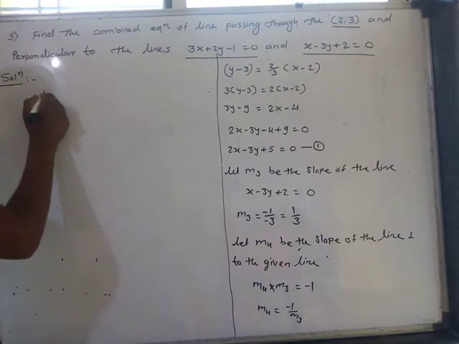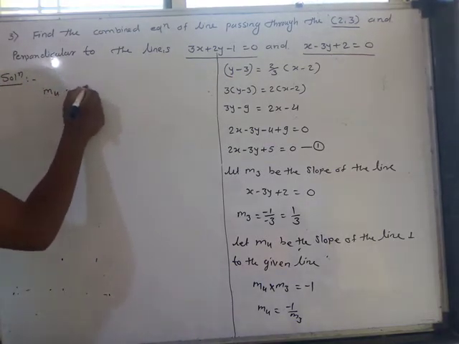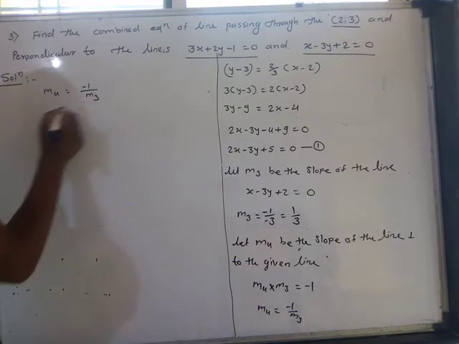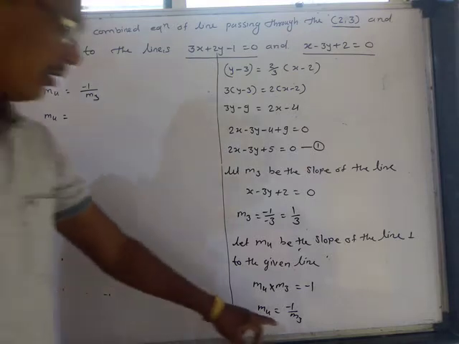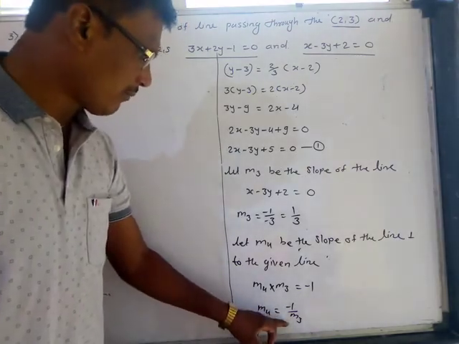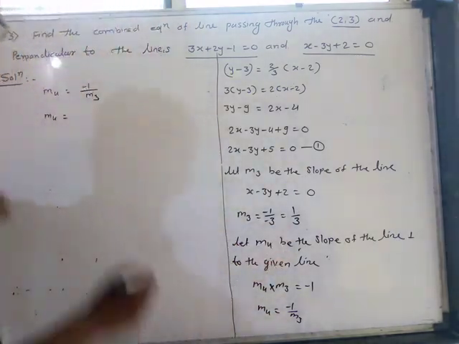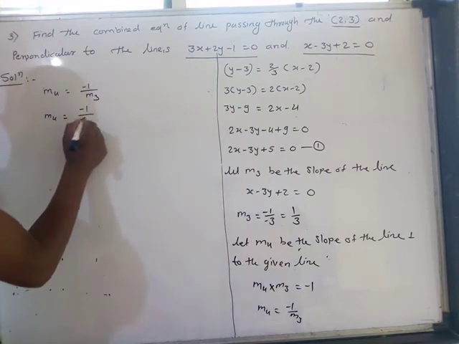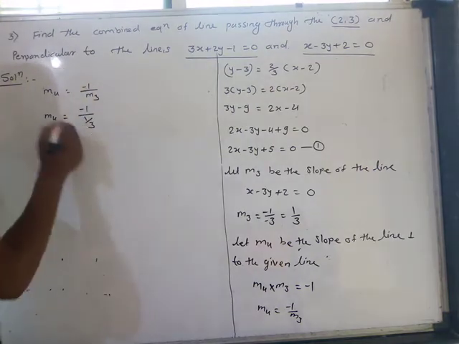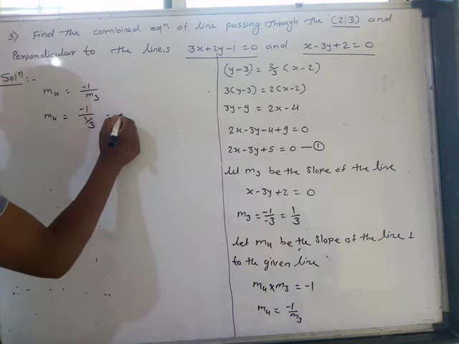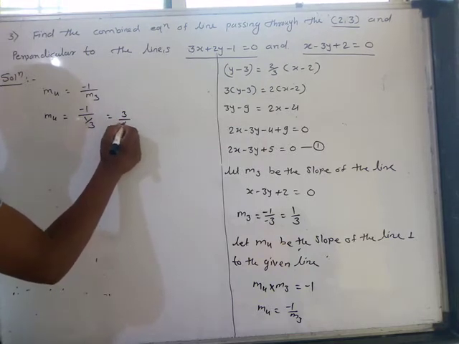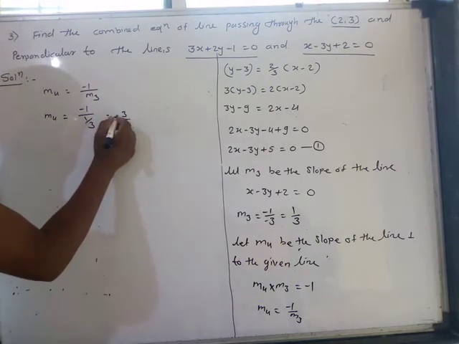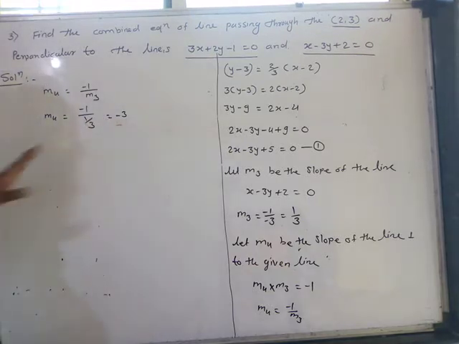So m4 is equal to -1/m3. So m4 is equal to, m3 is 1/3, so this is -1/(1/3). Then this is equal to -3/1, so this is equal to -3. Okay, this is equal to -3.